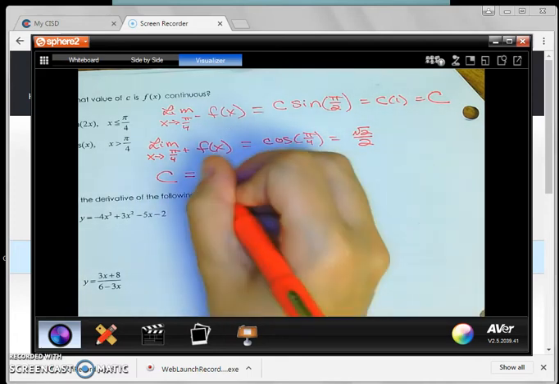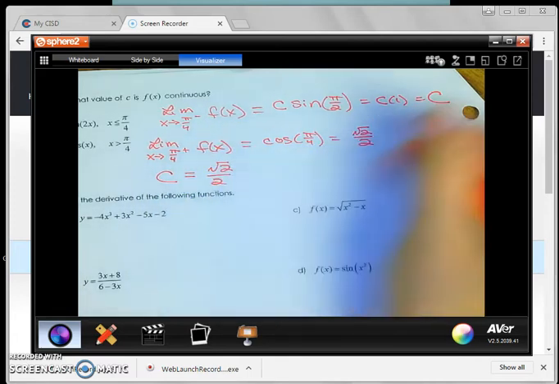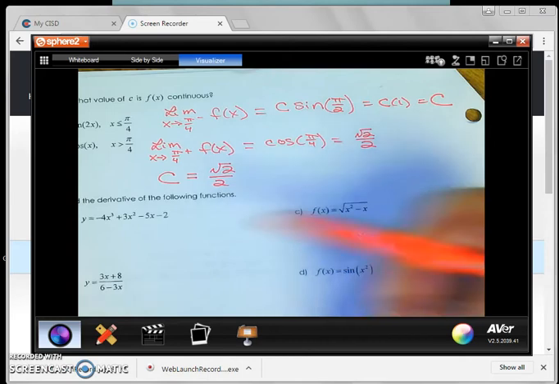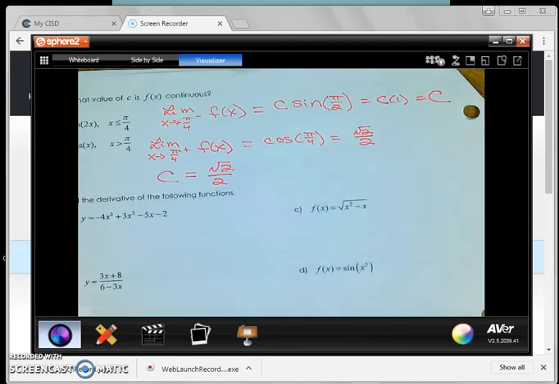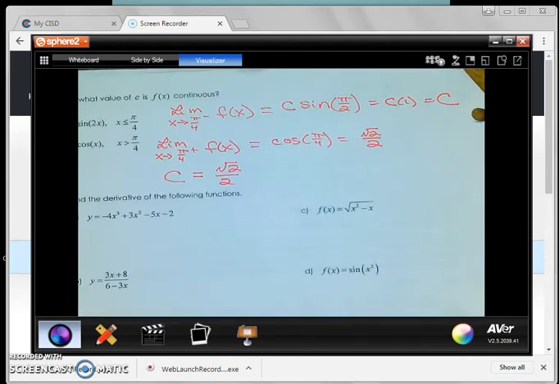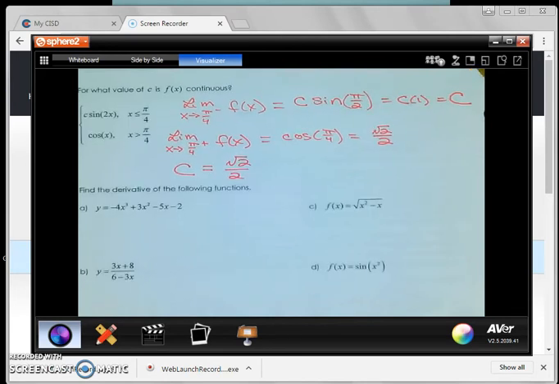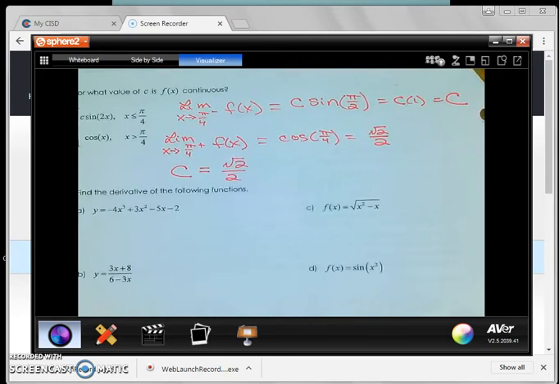Now, sometimes you may have to solve, right? Say up here, I ended up with, blah, blah, blah equals 2c. Then I would set 2c equal to whatever you get here, and then you'd solve. But here, it was just nice. So that's perfect. I answered the question. It says for what value of c is it continuous? So for c equal to square root of 2 over 2.